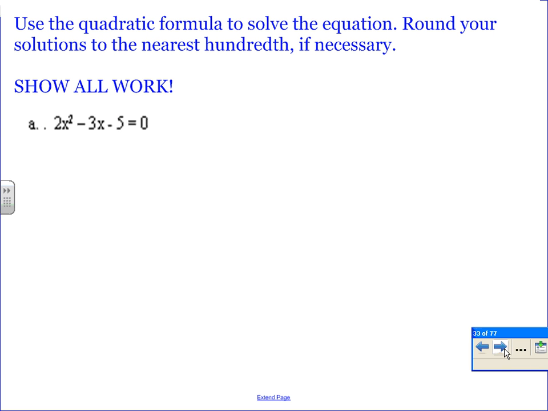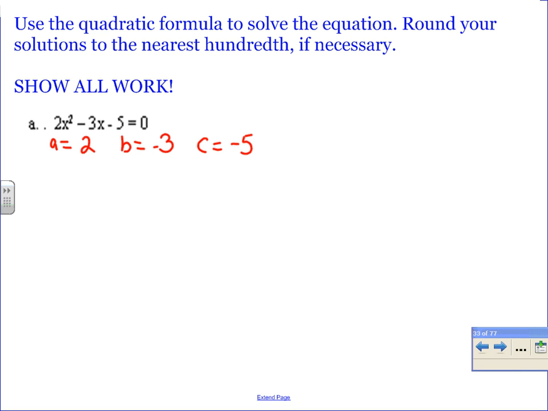All right, let's do a couple examples together. Let's start with example A. I want to start off with just a basic example. Letter A in your notes is 2x squared minus 3x minus 5 equals 0. The very first thing I want you to do before you use the quadratic formula is identify what a, b, and c are.